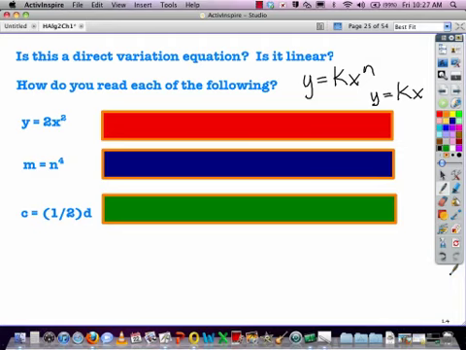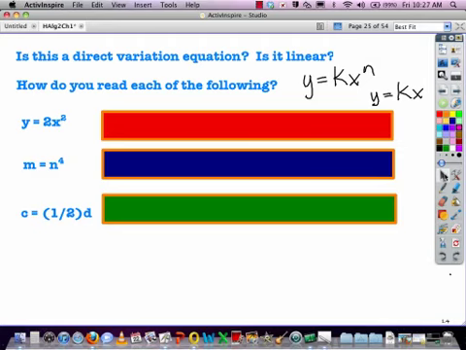Last equation, c equals 1/2 d. Again, it does not have the x and y in it, but it does fit the pattern, basically where k is 1/2 and the exponent on the d is 1. So of the three here, they are all direct variation equations. The last one is the only one that's linear. And then as we go through them now, how would you read them for meaning? Not just using the x and y's, how would you read it for meaning?